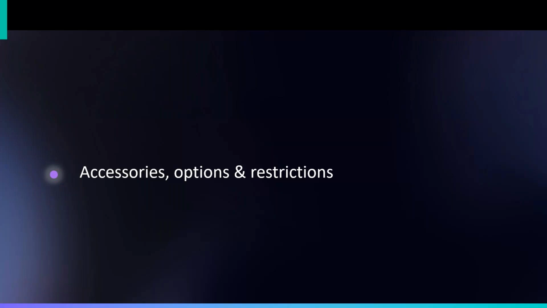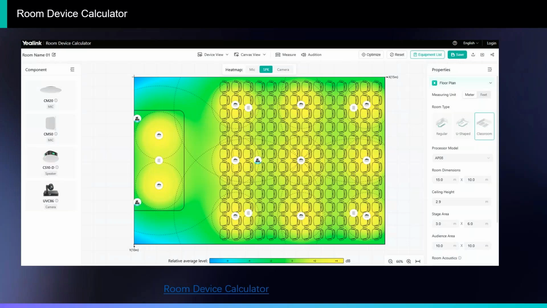Now, looking at the tools, when you scope a room, I just did here the result that came out of a scoping. You enter on that room device calculator from Yealink the audio quality of the room, the room size, the use case, be it a regular room, a U-shaped room, a classroom, and the ceiling height, very, very important.